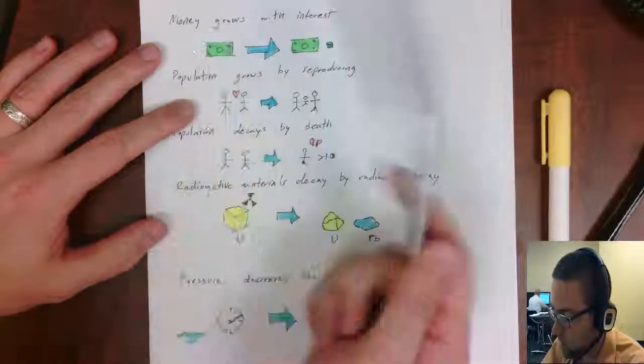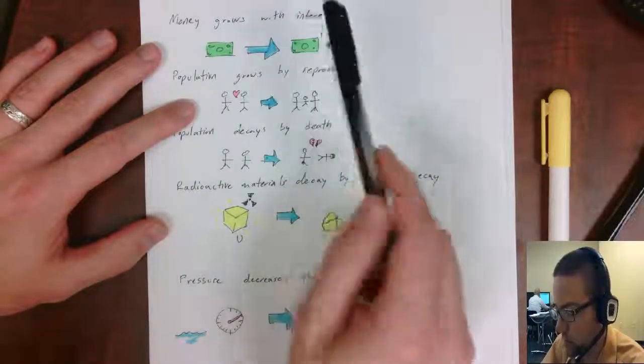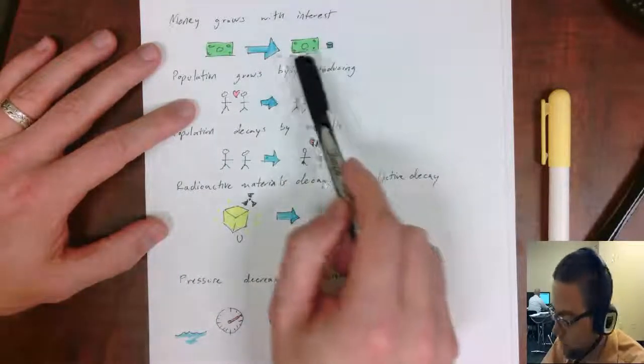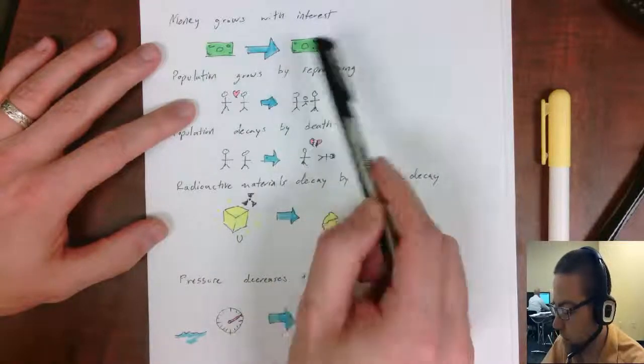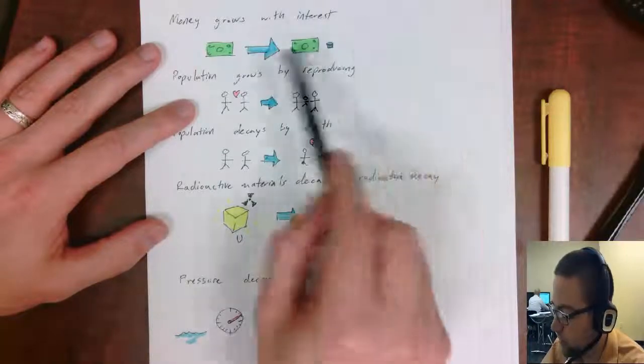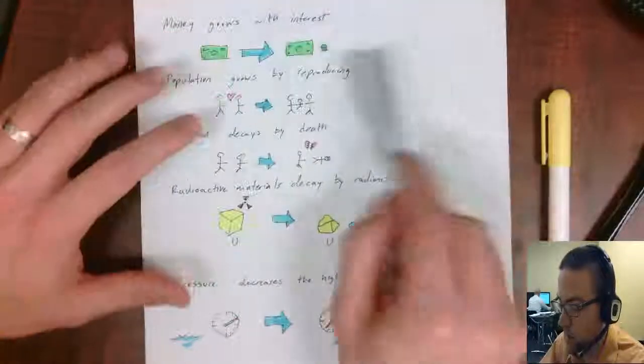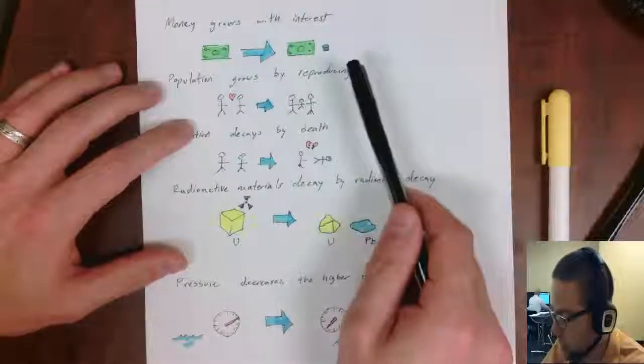There's the money that grows with interest. So you start with some amount of money, and then each year or each month or whatever your time period would be, it increases a little bit. The bank gives you a little bit of money back, or your stocks grow in value, or whatever. And then this new value grows a little bit, and that grows a little bit, and pretty soon you have a nice sum of money.